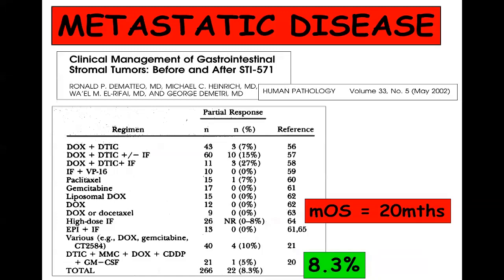What about metastatic disease? In 2002, we have some results of response rate and median OS with different types of chemotherapy. And we have a response rate around 8.3% and a median OS around 20 months. These bad results are probably explained partly by the frequent expression of multidrug resistance protein and P-glycoprotein.